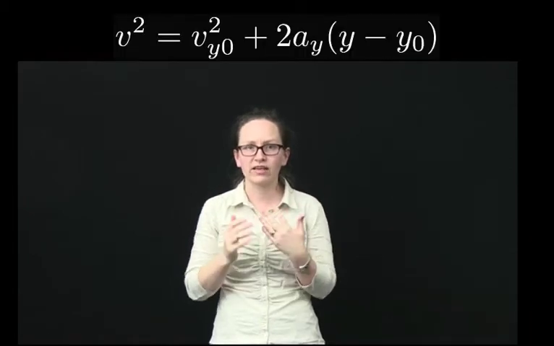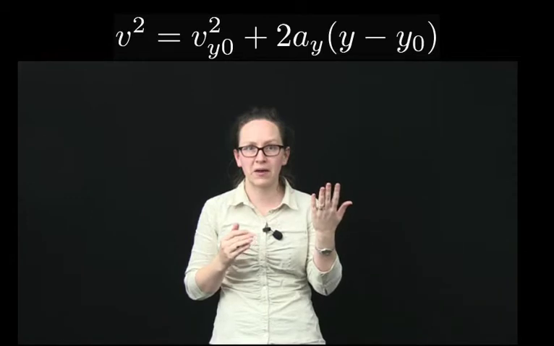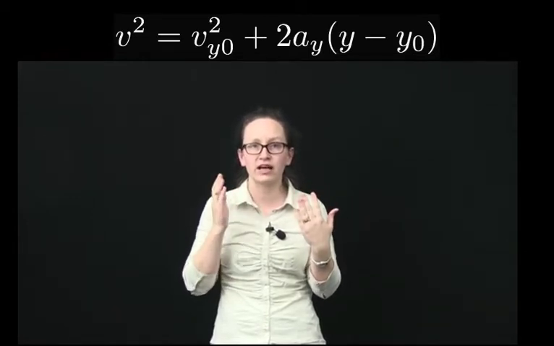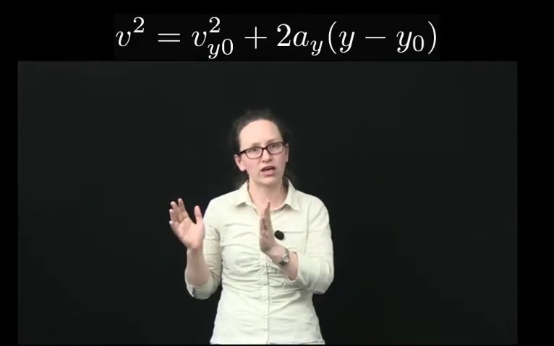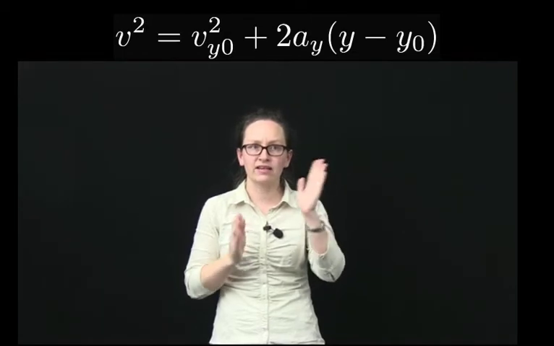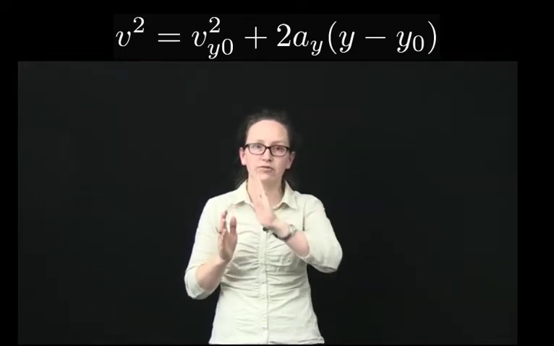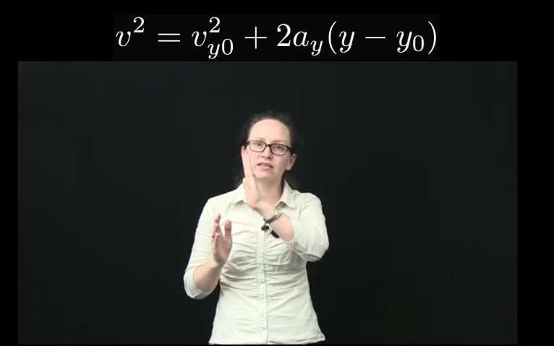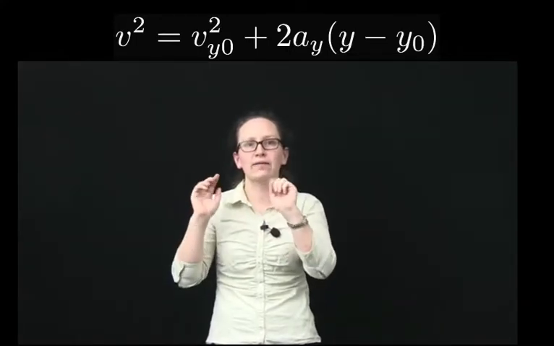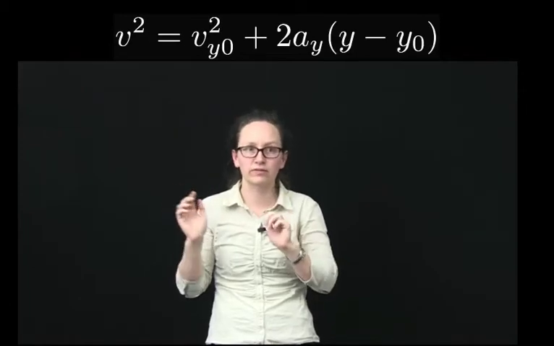The third and final kinematic equation relates the velocities, the acceleration, and the distance. It tells us that the final velocity squared is equal to the initial velocity squared plus 2 times the acceleration times the change in position. So it can be written as v squared is equal to v subscript y naught squared plus 2a subscript y, brackets y minus y subscript naught.